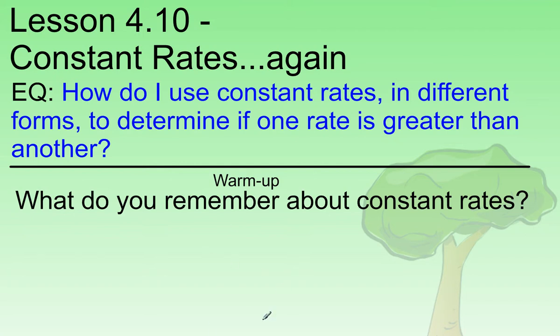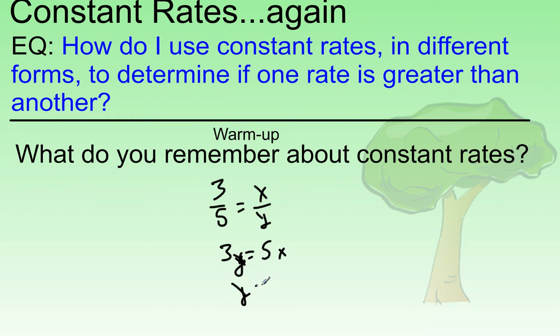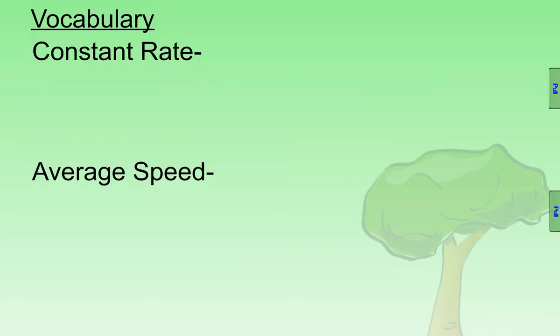So if you had something like 3 over 5 equals x over y, and you cross multiply, 3y equals 5x, and then you could solve for y and get y equals 5/3 x. This tells you the relationship between the y and the x. This is the slope of the line that goes through the origin. All kinds of things. We've seen a bunch of different ideas with constant rates.